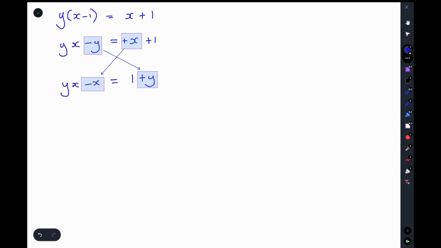Now on the left hand side, we want to factorize. We have x, and in brackets y minus 1 is equal to 1 plus y, and then we move this term not containing x to the right hand side. Multiply by y minus 1 becomes divide by y minus 1.